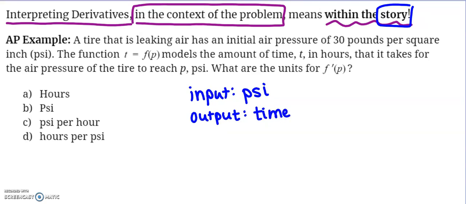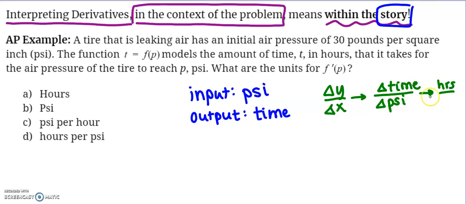So if I think about the f prime, that's representing the rate of change. So that's going to be delta y over delta x, right? Change in y over change in x. Well, our input is PSI and our output is time. So we are measuring time in all of this in hours, and PSI is just PSI. So we're going to be looking at D, okay? So setting up this little change in y, change in x, inputs, outputs, will help you keep track of your units, especially when we get to related rates.